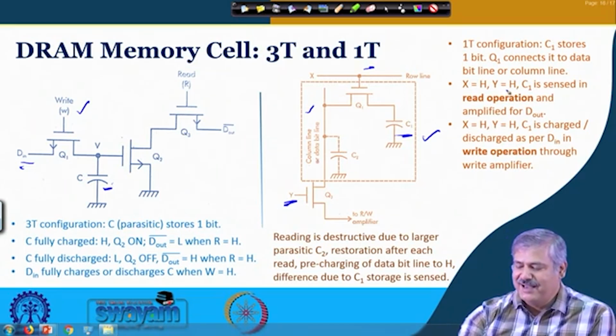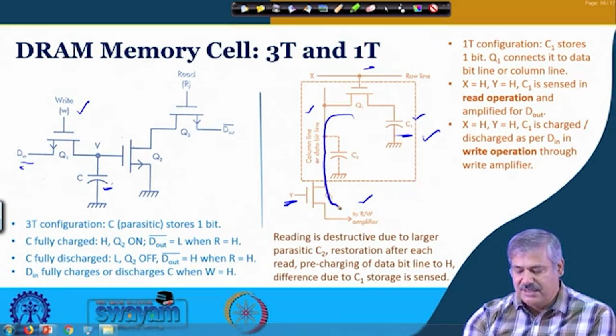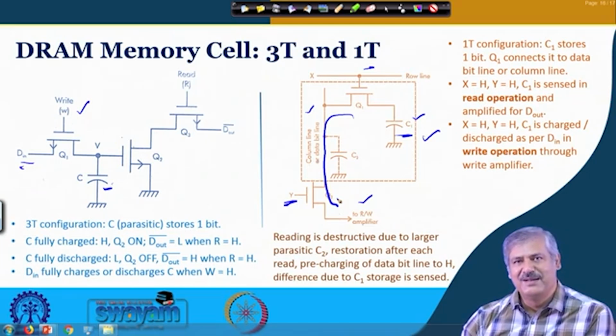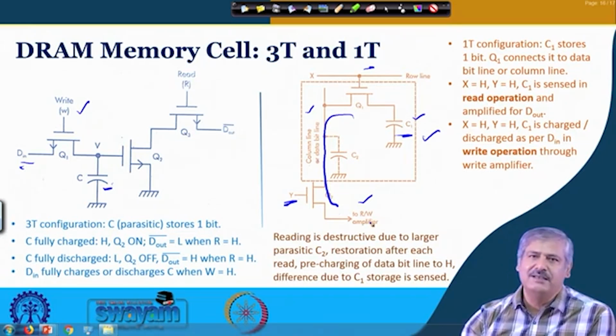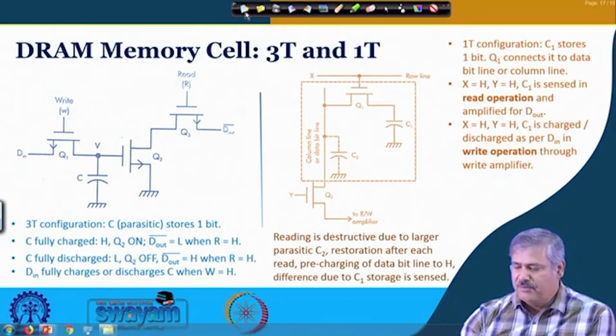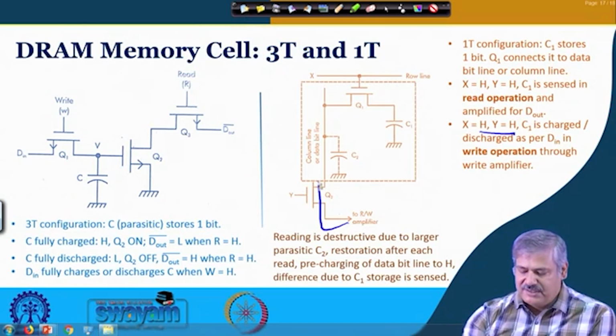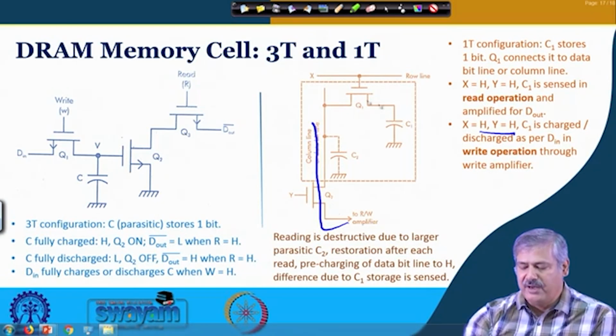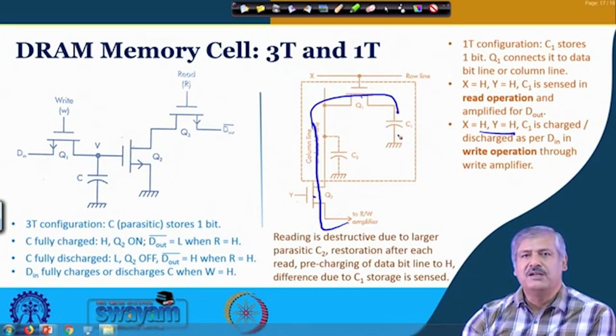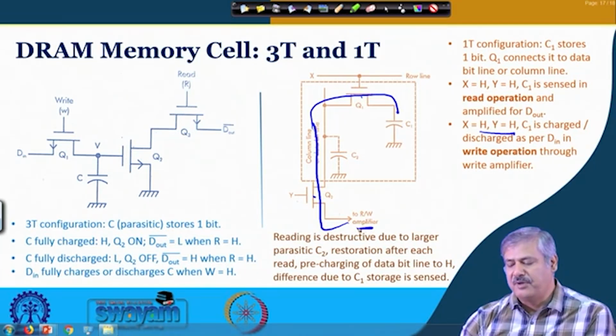When X is high and Y is high, both of them are high, whatever is the value of C1 gets sensed when the read operation is done. If it is low, it is sensed as low, if it is high, it is sensed as high. There are some more issues we shall shortly discuss. That is the read operation, and for the write operation, of course, when both of them are high, from this side, from the write amplifier, this transistor is on, this transistor is on, and C1 gets charged according to the low or high value coming from the write amplifier.